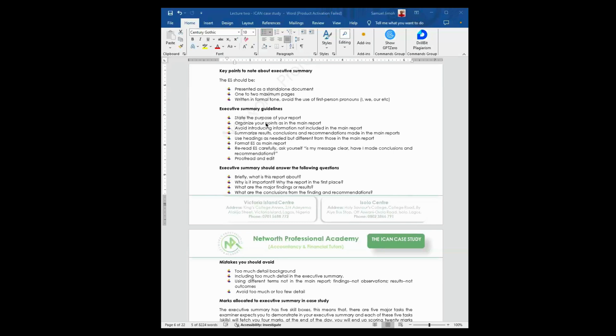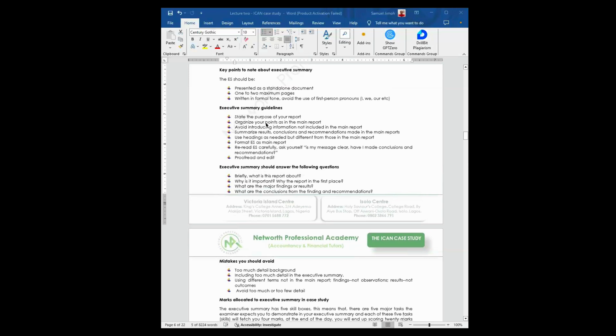So you should rather use sentences like, the analysis shows that, the result of the analysis, or the result of the research shows that. So that is it about those key points that you should know about executive summary.